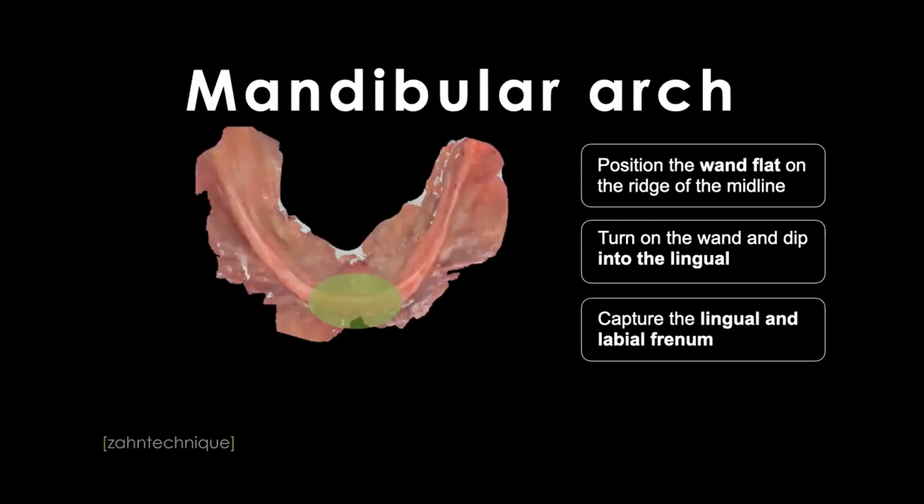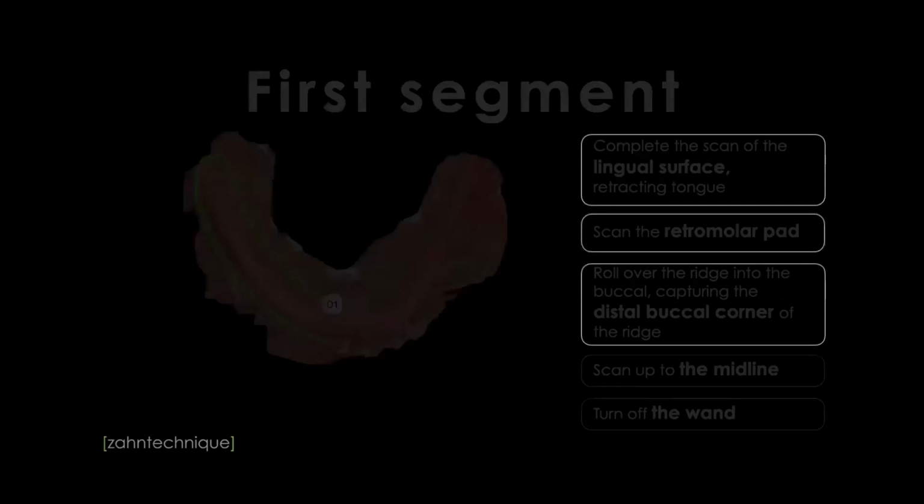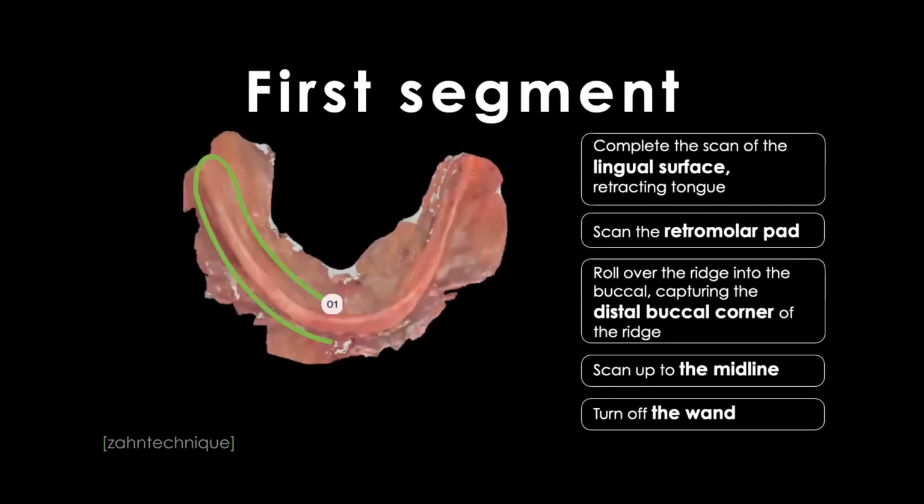And I'll show you in a second why that is, right? So we have to turn the wand and dip to the lingual, capture lingual and labial frenum. So now you see why. We're going now to one side, basically, right? And we see the right side, step by step, what we have to make sure to capture, right?